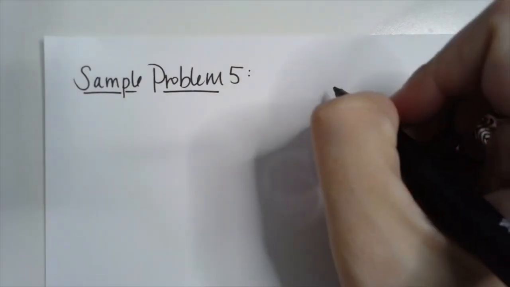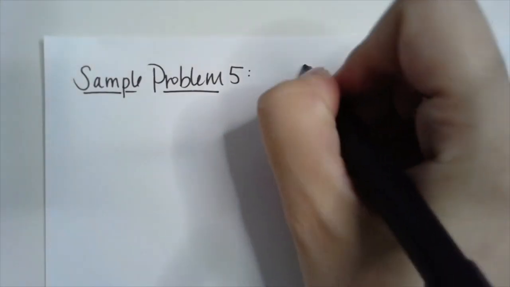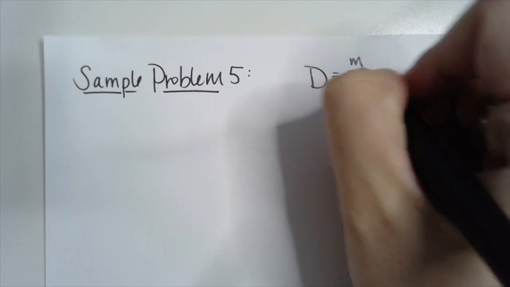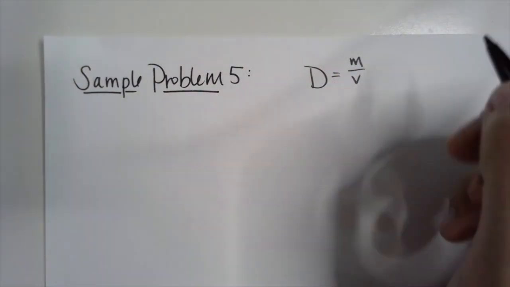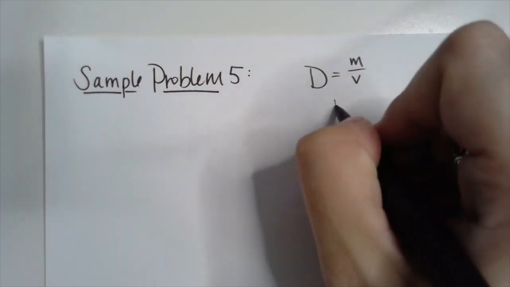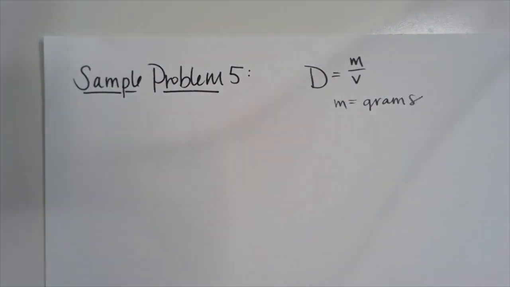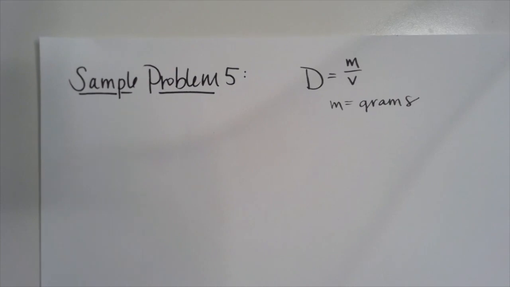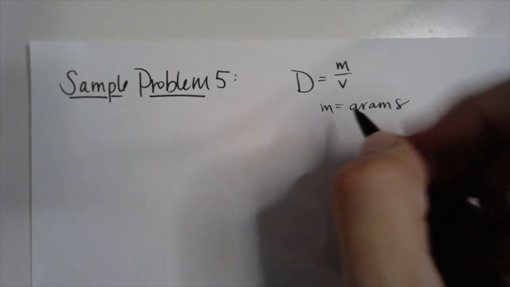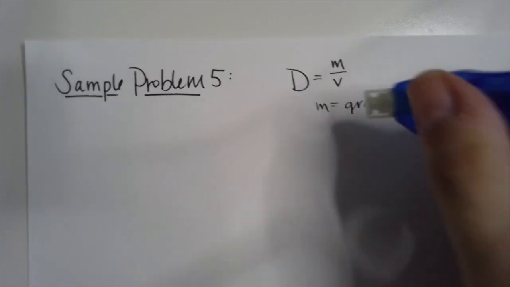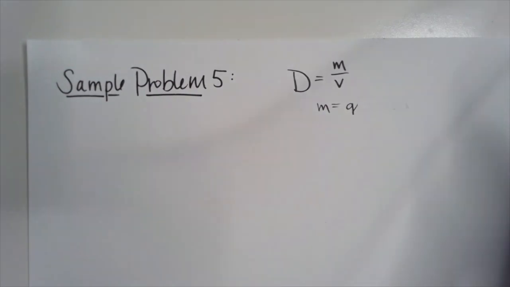Sample problem 5. So let's just rewrite our equation down here. So if you remember, D equals M over V. Just so you're aware, mass is usually going to be given in units of grams. And you can always find that by using a scale in the back of the lab. Mass is in units of grams.